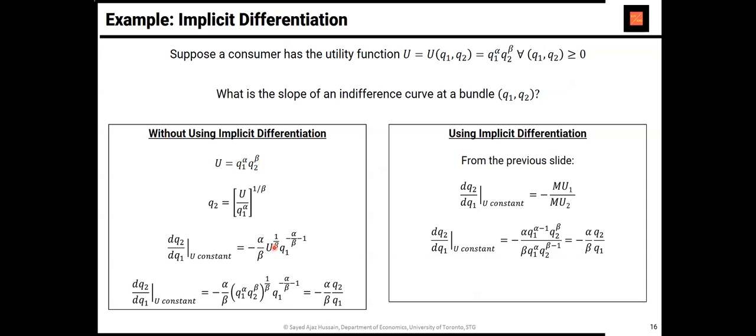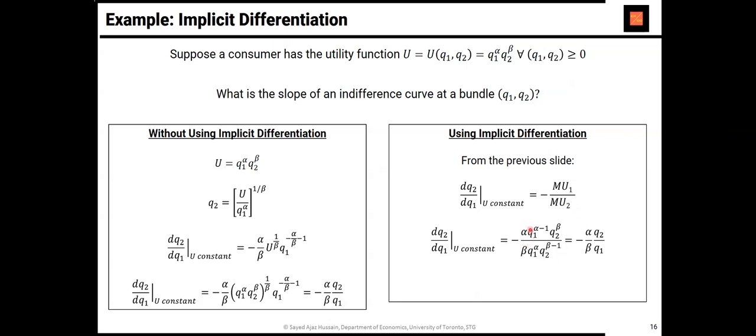So you'll have to plug in this expression right here, simplify, simplify, make mistakes, and finally get this. But from the previous slide, you know that I can get the slope directly from minus mu1 over mu2. Here's your minus. Differentiate the utility function with respect to good number one. That's your marginal utility of good number one, right here. Differentiate the utility function with respect to good number two. That gives you marginal utility of good number two over here.